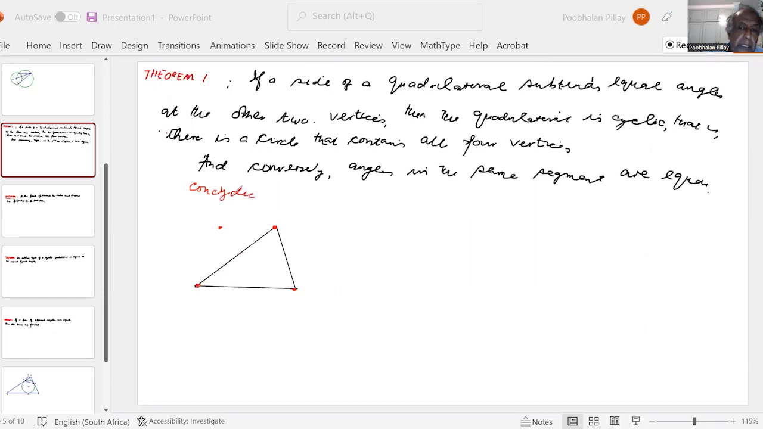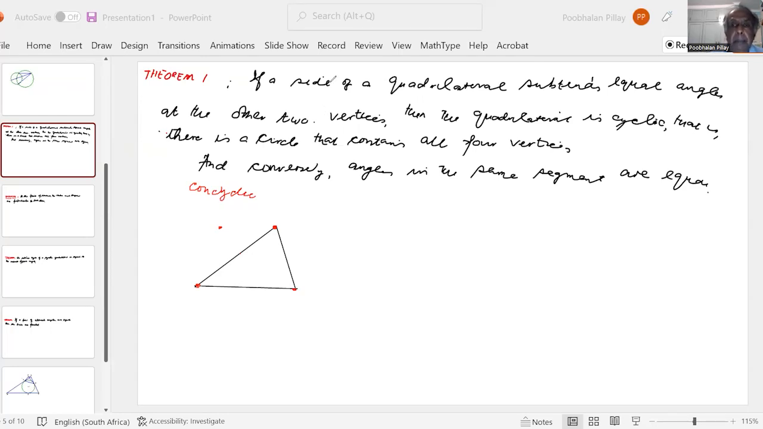Con means together, cyclic is circle. So together, those 4 points need not lie in a circle. But when they do, you say it's concyclic. And there are some very good tests to find out whether 4 points are concyclic or not.